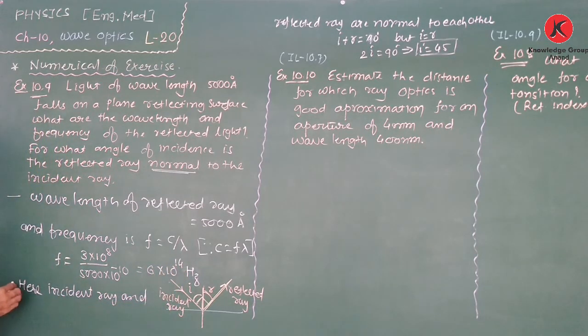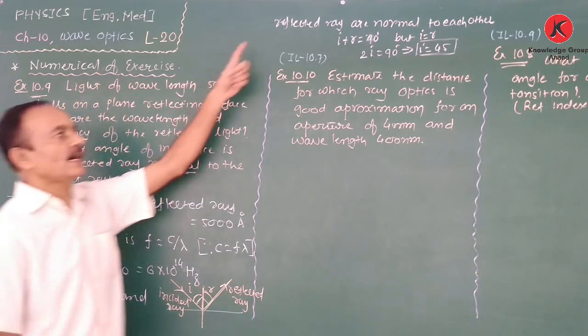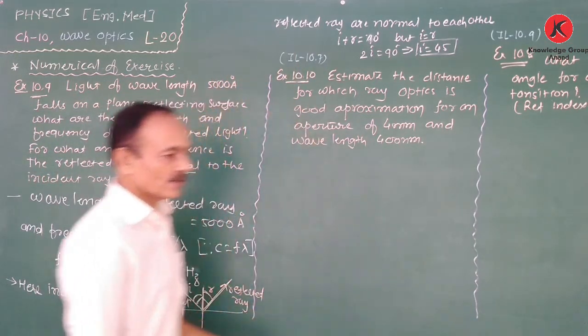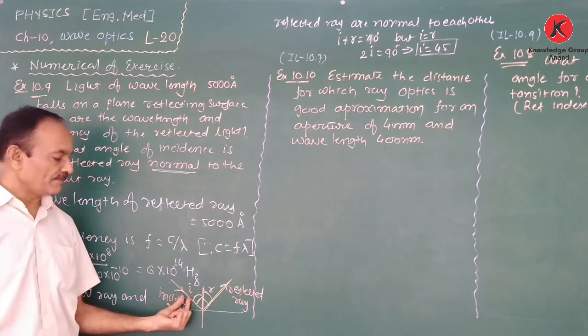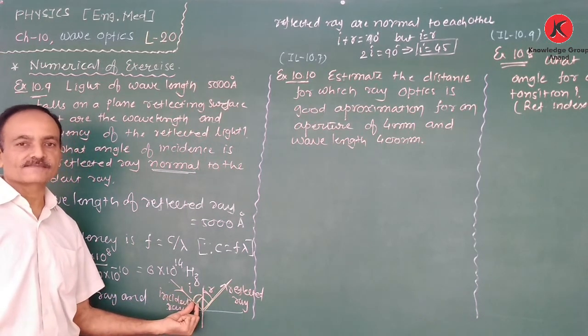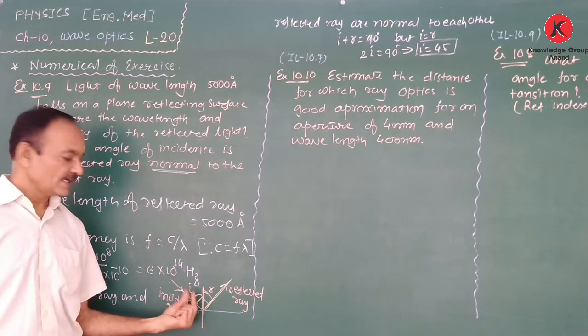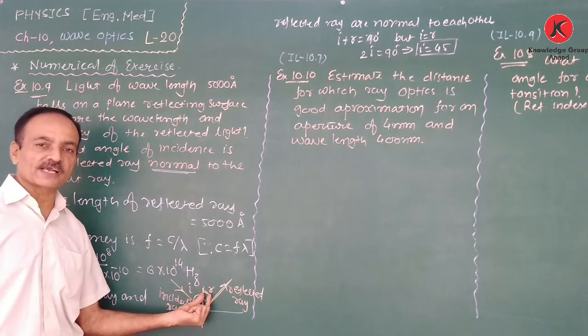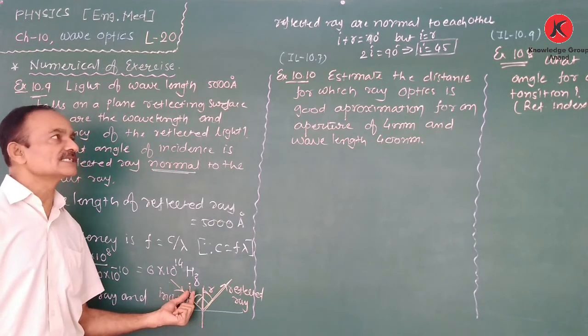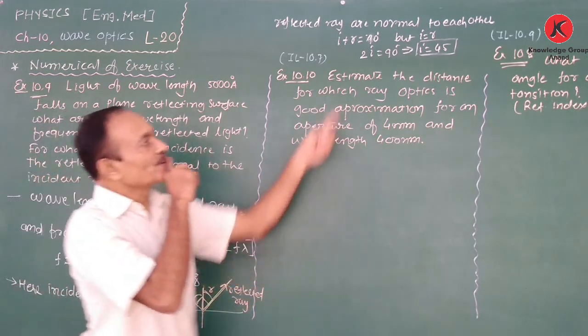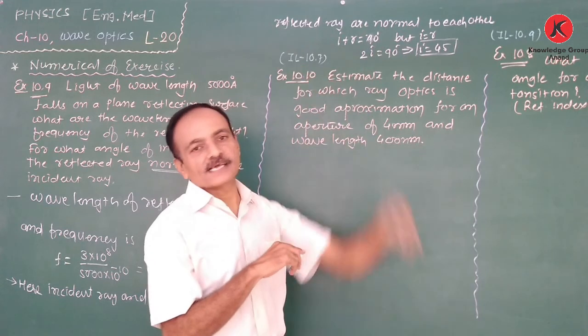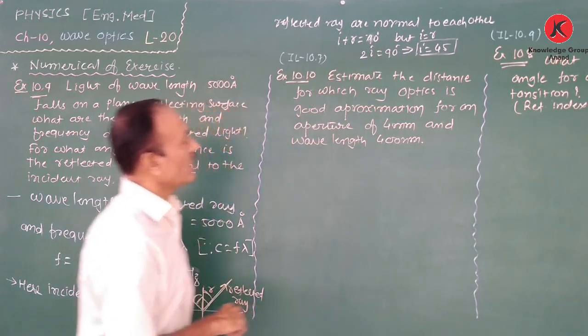Now, in the statement of the question, what is given is that the incident ray and reflected ray are normal to each other. Therefore, from the figure, i plus r is equal to 90. But the law of reflection says that the angle of incidence and angle of reflection are the same. Therefore, i is equal to r. Therefore, 2i is equal to 90. Therefore, i is equal to 45.